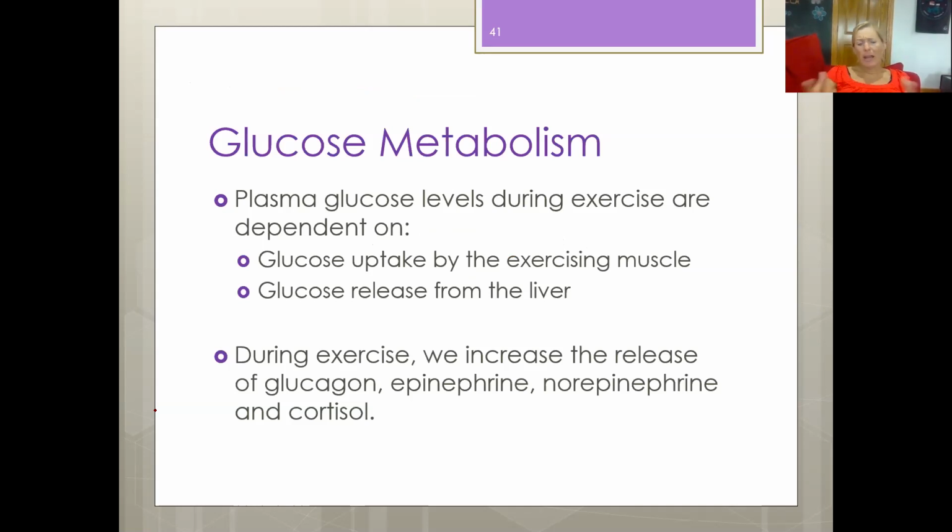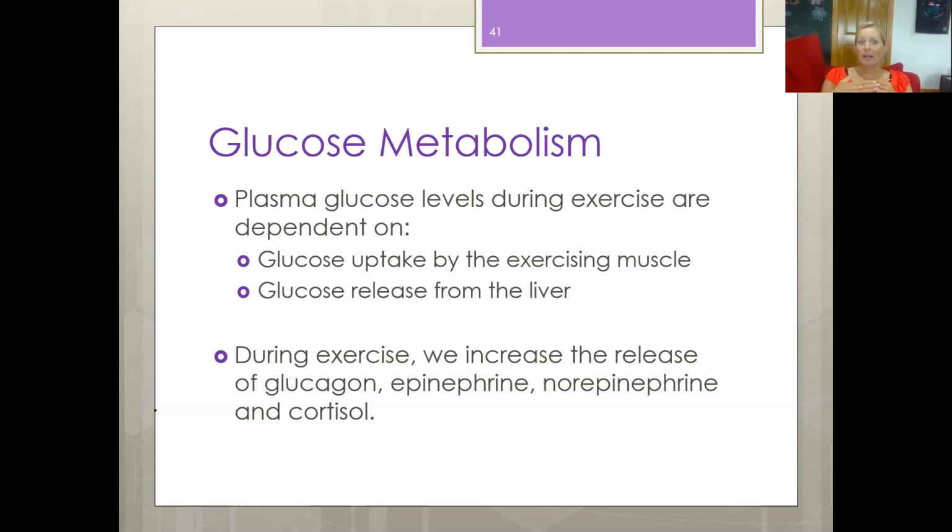When we think about our ability to utilize glucose, our plasma glucose levels during exercise are dependent on really two things: supply and demand. First, glucose uptake into the exercising muscle. The more work I'm doing, the more glucose I'm taking up into the muscle I'm using. Secondly is our supply, glucose release from the liver. So how fast can I get through glycogenolysis? How quickly can I take those little beads off of the glycogen strand and release them into the blood so that they're ready to be used?